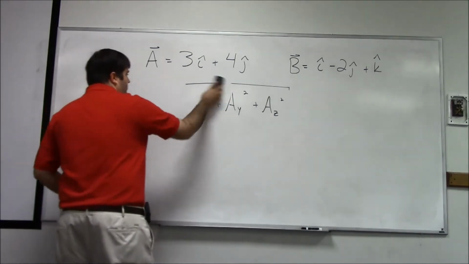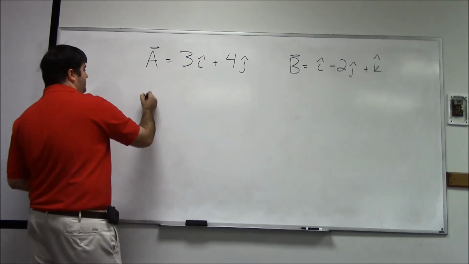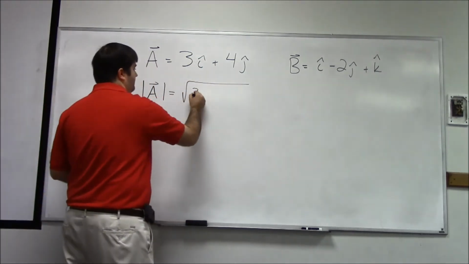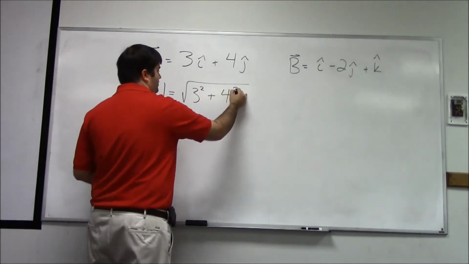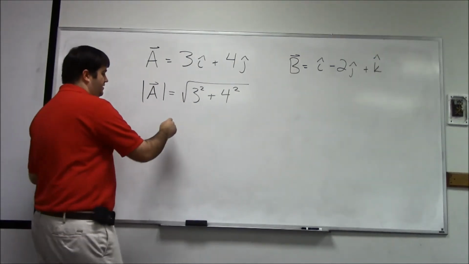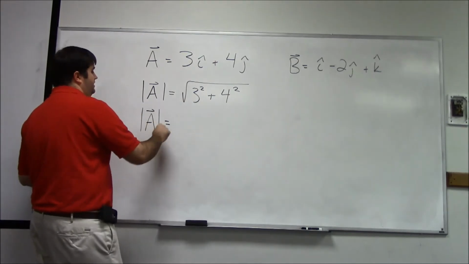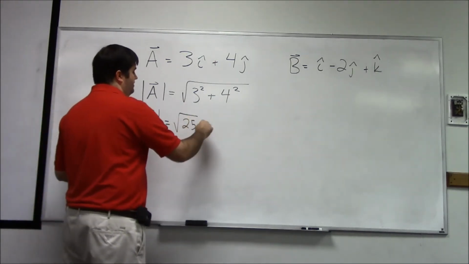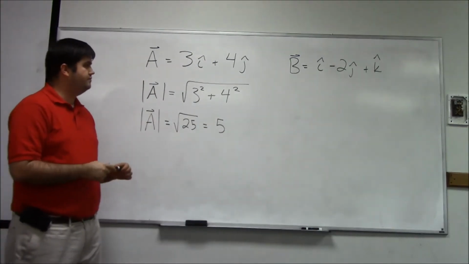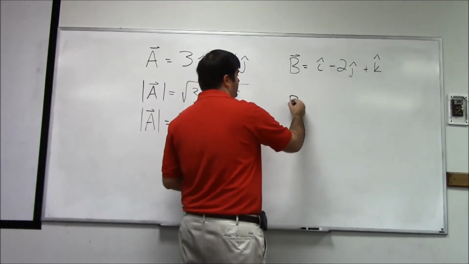So how this would apply right here, like I said, this part is familiar. The magnitude of vector A would be the square root of 3 squared plus 4 squared. Of course, 3 squared is 9, 4 squared is 16. Add them together, you get 25. And so the magnitude of vector A is the square root of 25, or 5 units. But like I said, it works the same way in 3 dimensions.